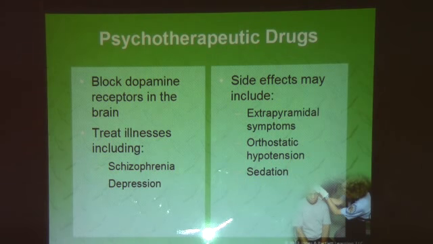Depression is also treated with selective serotonin reuptake inhibitors, or SSRIs, and monoamine oxidase inhibitors, or MAOIs. SSRIs and MAOIs block the metabolism of monoamines in the brain. Tricyclic antidepressants are also still occasionally used.